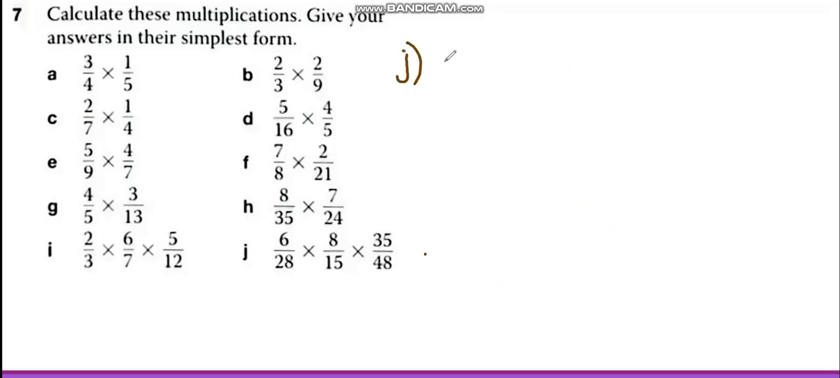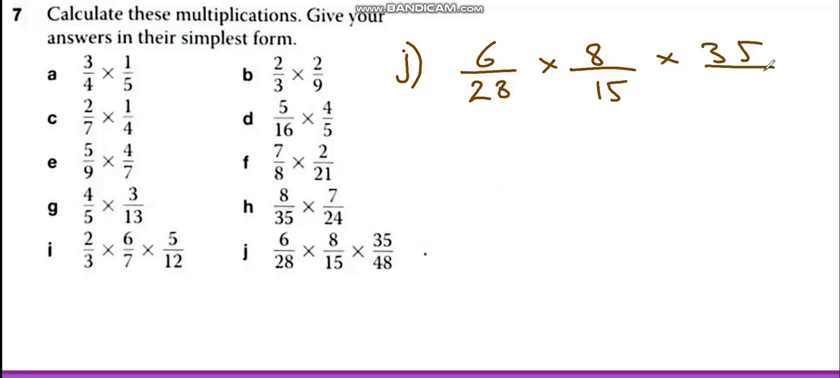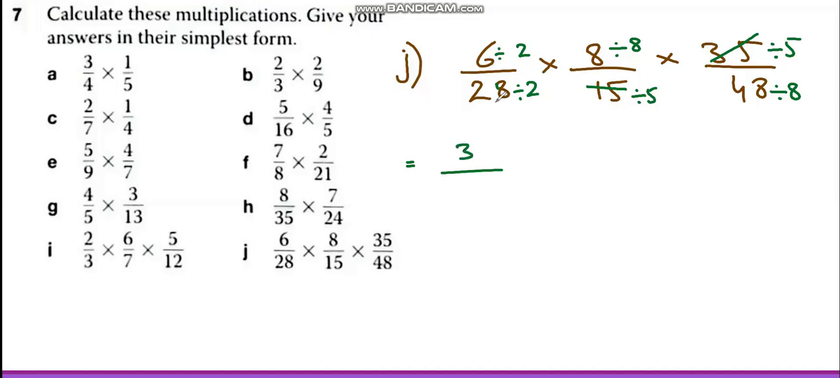Now let's do the J part, which is 6 over 28 times 8 over 15 times 35 over 48. So before multiplying, first we can divide some numbers by their highest common factors. Like we know that the highest common factor of 8 and 48 is 8, and the highest common factor of 15 and 35 is 5. So let's divide these. And also the highest common factor of 6 and 28 is 2. So let's divide. We will replace 6 divided by 2 with 3 and 28 divided by 2 with 14, times 1 over 3 times 7 over 6.